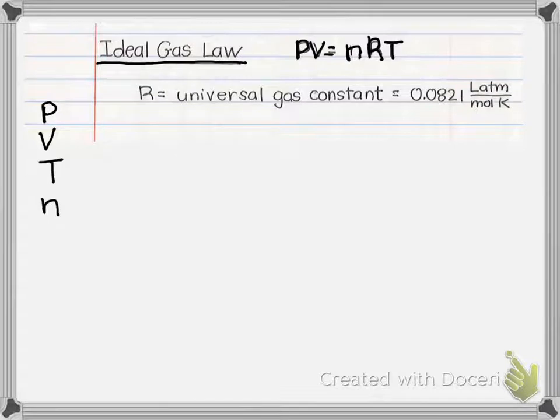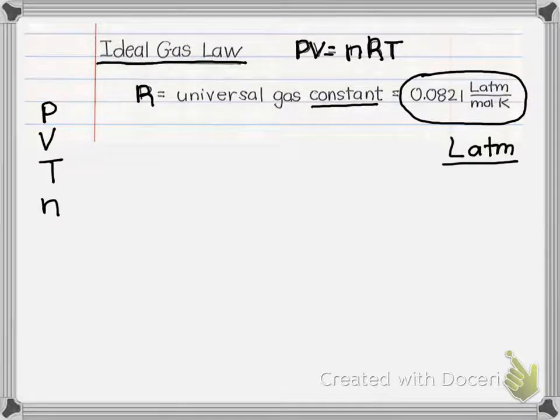Comparing this to the other gas laws we've talked about, you'll notice there's a few differences. One that may stand out to you is the letter R. R is a universal gas constant. Since it's a constant, it always has the same value. This is the constant written with the units of liters times atmospheres divided by moles times Kelvin. We'll talk a little bit more about that in a minute.